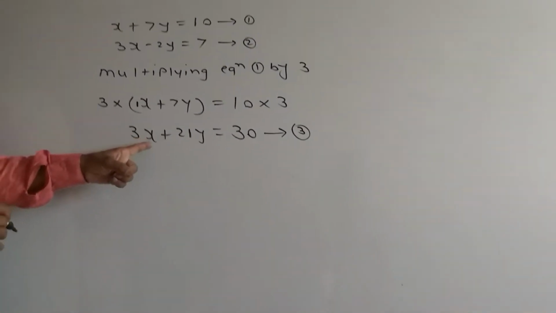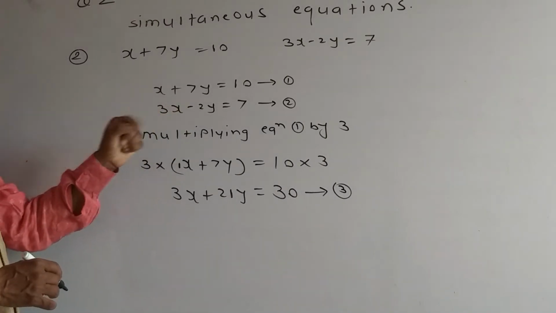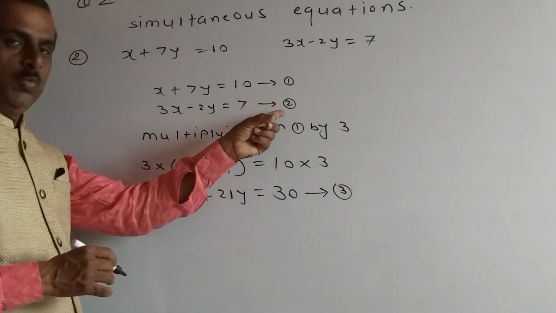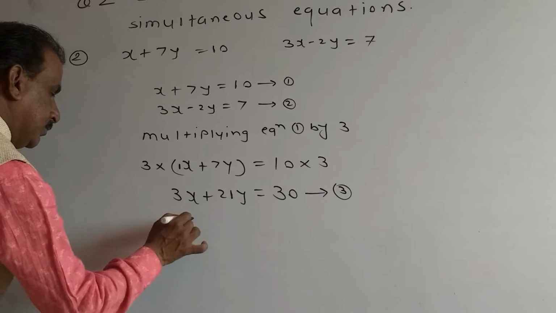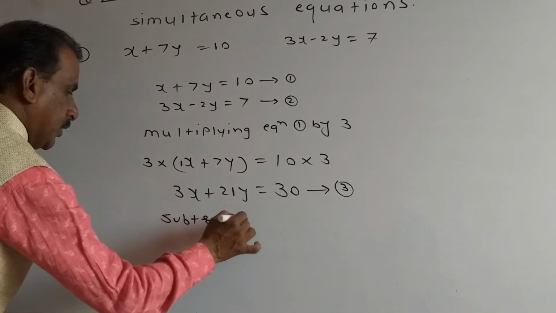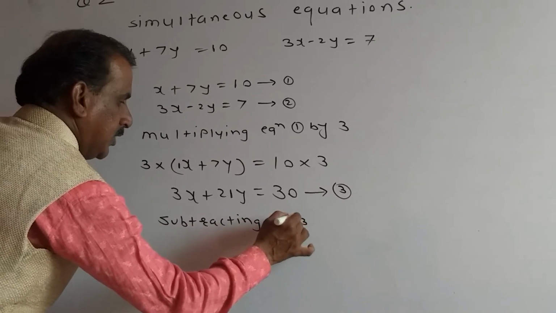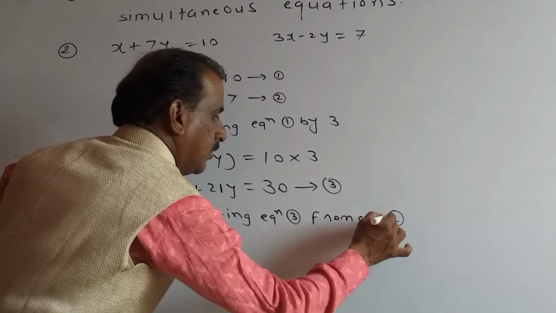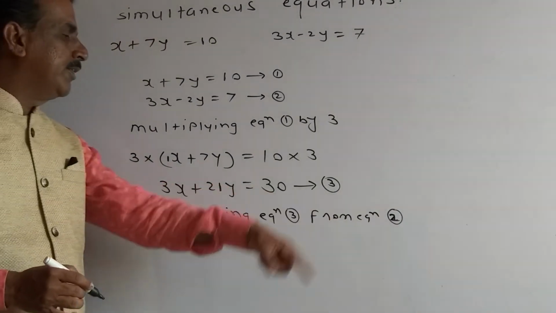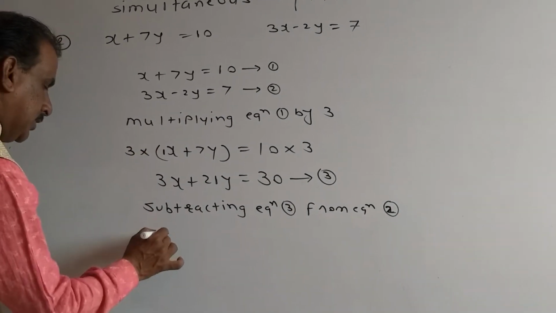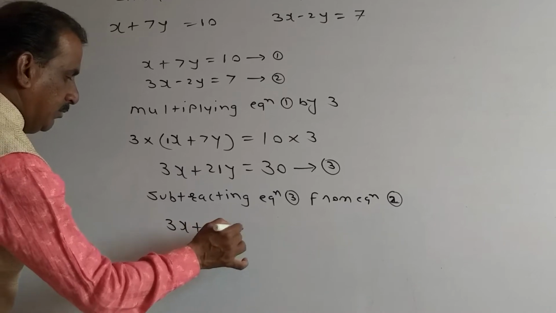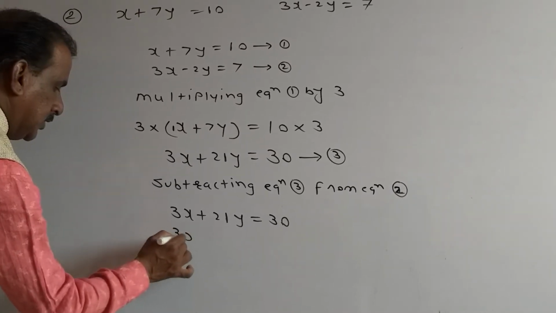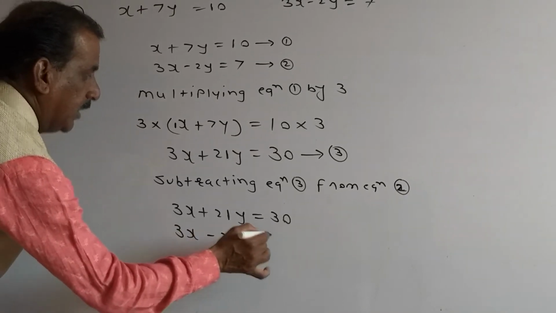Coefficient of x is 3. Coefficient is same. Means subtracting equation 3 from equation 2. Subtracting equation 3 from equation 2. Equation 3 is 3x plus 21y is equal to 30. Equation 2 is 3x minus 2y is equal to 7.